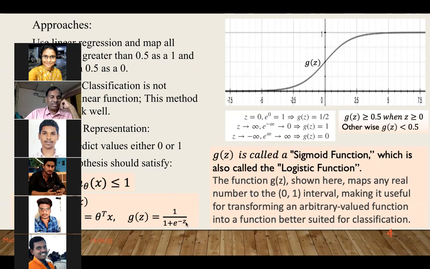So when z equals infinity, what does e power minus z become? Almost 0. So this total value becomes 1 by 1 plus 0, which is 1. So you are getting 1, right? The maximum value for g of z will be 1. When will you get the minimum for e power minus z?